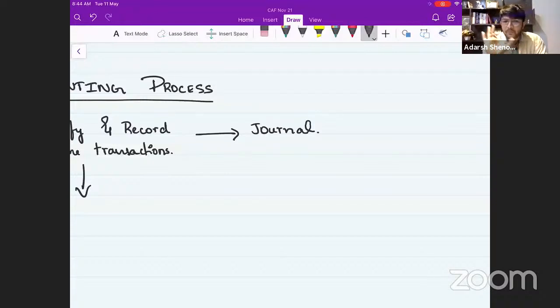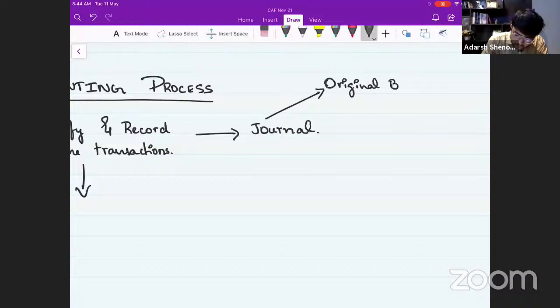This is the popular kind of original book of entry. So that is why journal is also known as what? Original book of entry. Journal, we also call it original books of entry. Now there is one more original books of entry. Journal is like the classic type, traditional.